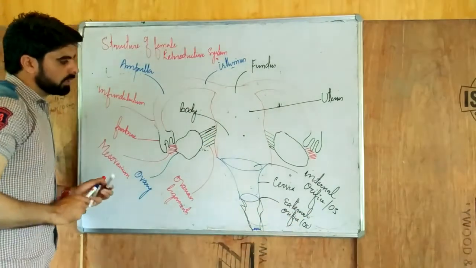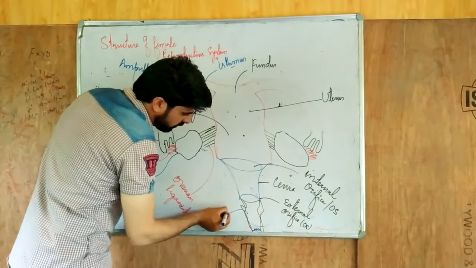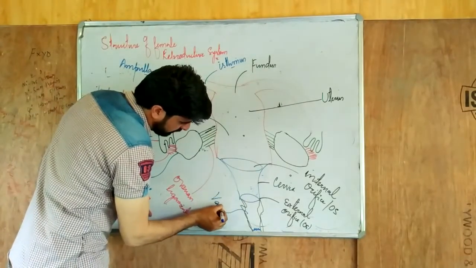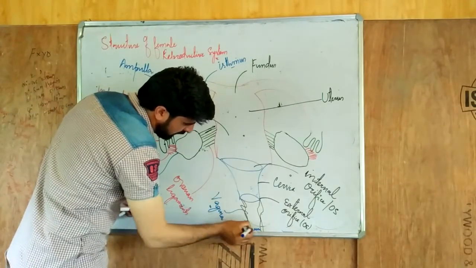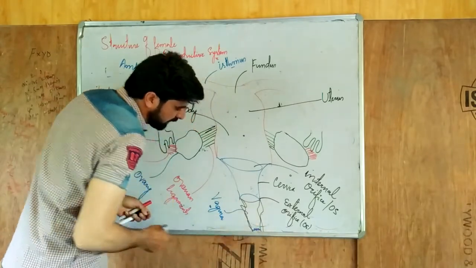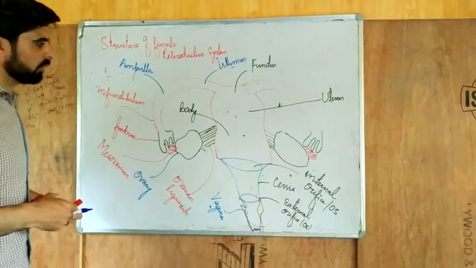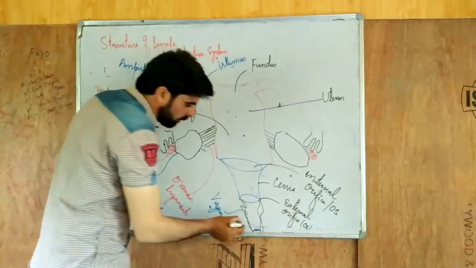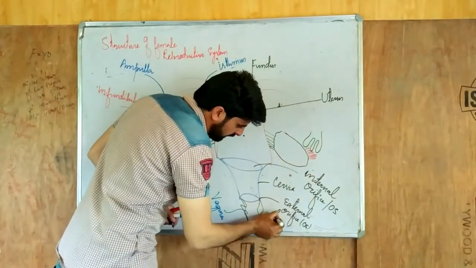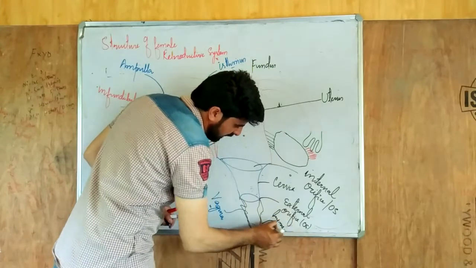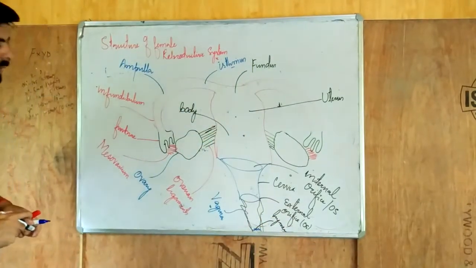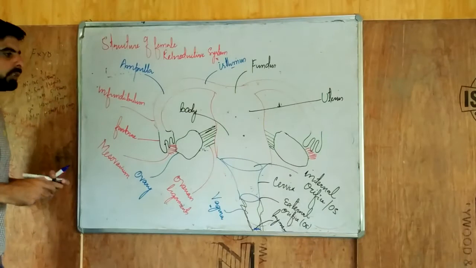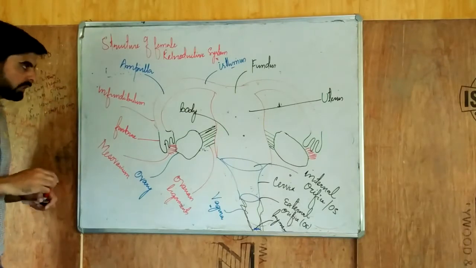Then we have the region located here, which is known as the vagina. This is the vagina, and surrounding the vagina is a thin membrane through which female virginity can be checked. This is known as the hymen. The hymen is a thin membrane which surrounds the opening of the vagina, and it is a sign of the virginity of the female.